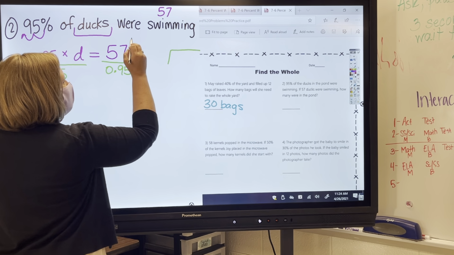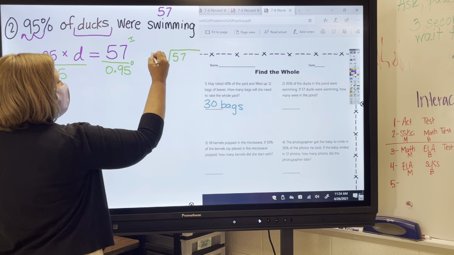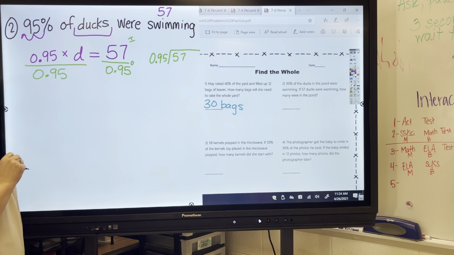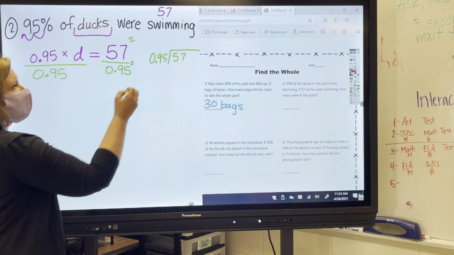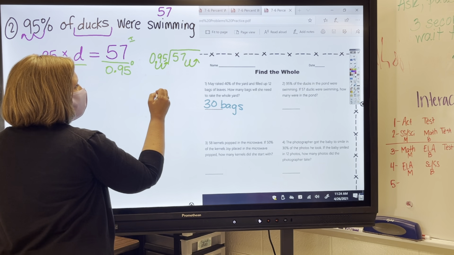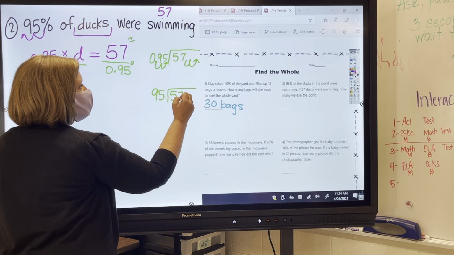I didn't put the line. Inside, outside. Can I do it like this? Nope. So what do I need to do? Rewrite it and then 95. All right, I want you to do this one at your seat and see what you come up with.